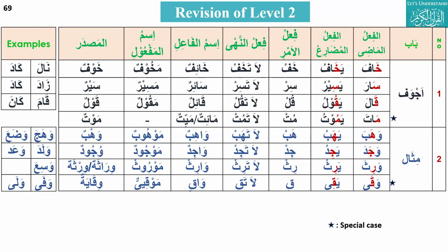The second case in Bab Misal is Wajada Yajidu, fatha kasra. Wajada means he found. Make the complete table, madi and mudari.